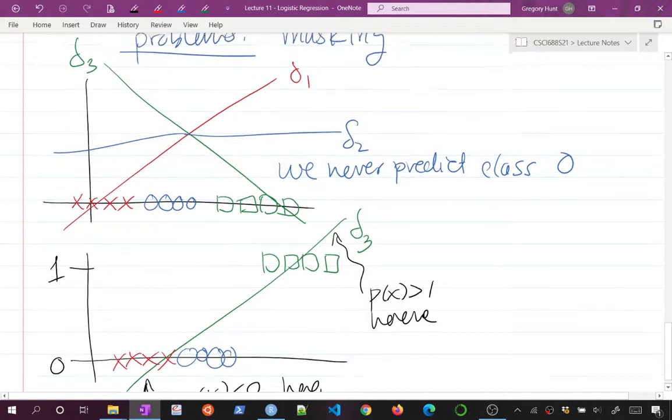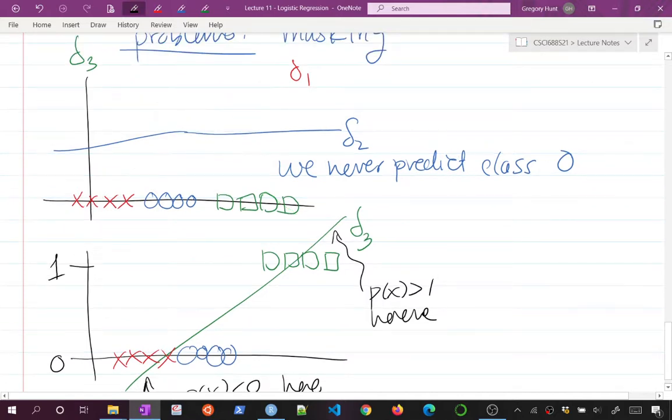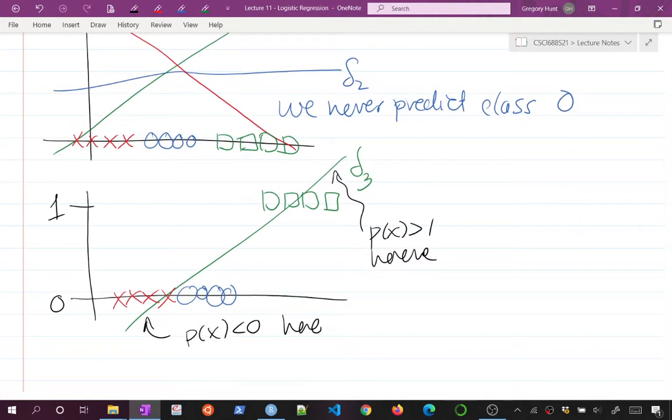Oh, has anyone called me out on this? These lines are backwards. This should be the green one, right? Surely the green one should be higher. I always do this. So the green should be higher near the greens, and the red would be higher near the reds. Sorry, those are backwards. Now those green lines match up, right? Okay, that makes a lot more sense.